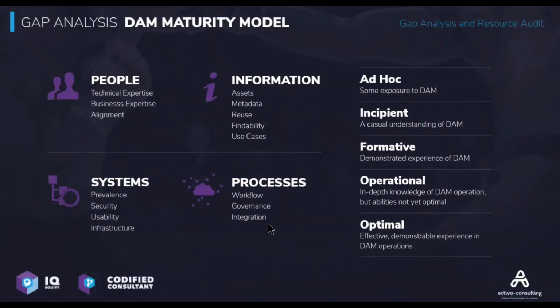The DAM maturity model is a type of gap analysis. It was developed nearly 10 years ago by industry experts and thought leaders. It stood the test of time and is still relevant, despite the fact that the technology to which it relates has changed a lot. So there's 4 parent categories: people, information, systems, and processes, further divided into 15 subcategories shown here.